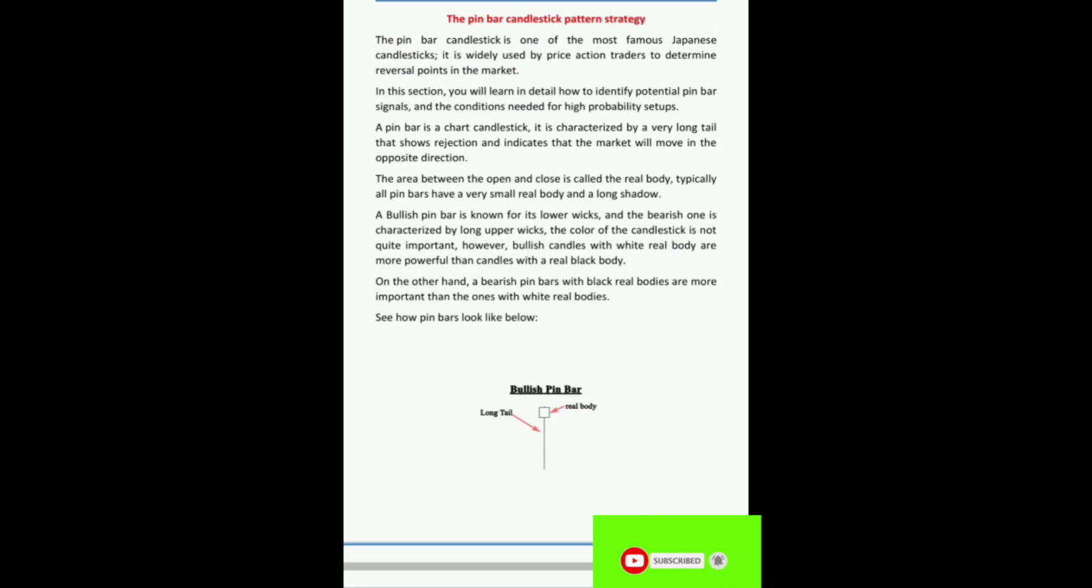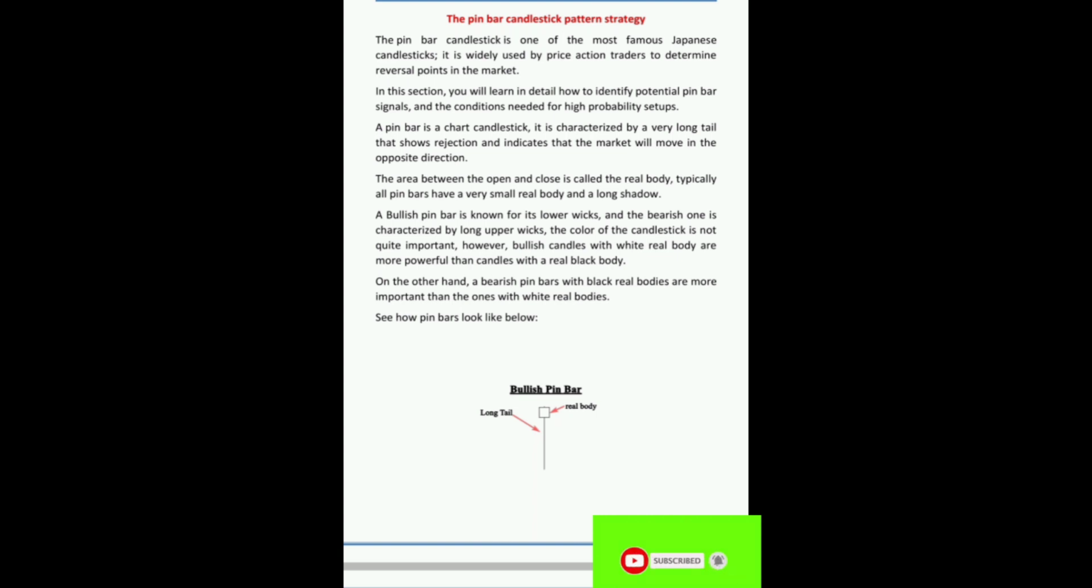The pin bar candlestick pattern strategy. The pin bar candlestick is one of the most famous Japanese candlesticks. It is widely used by price action traders to determine reversal points in the market. In this section, you will learn in detail how to identify potential pin bar signals and the conditions needed for high probability setups.